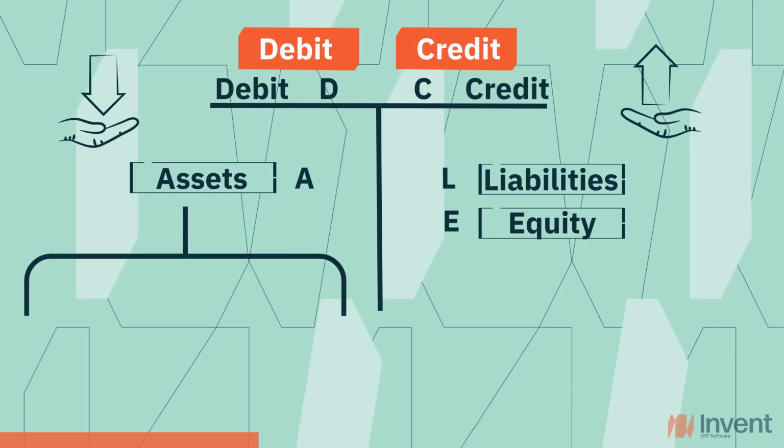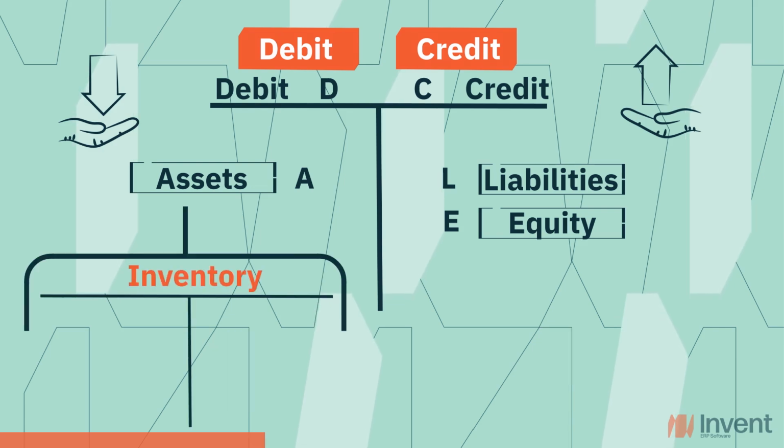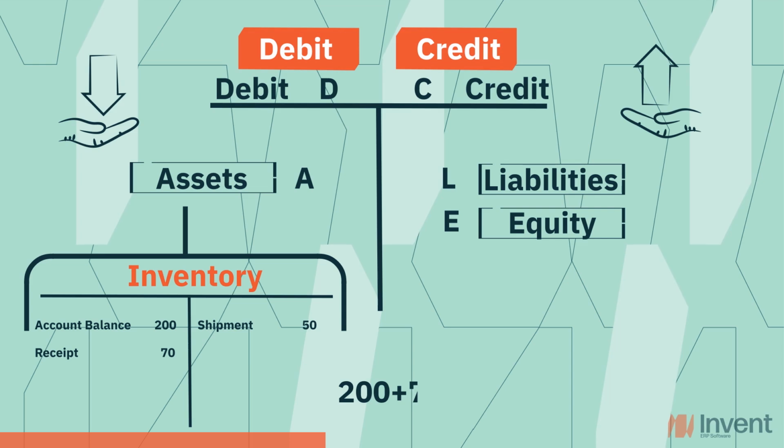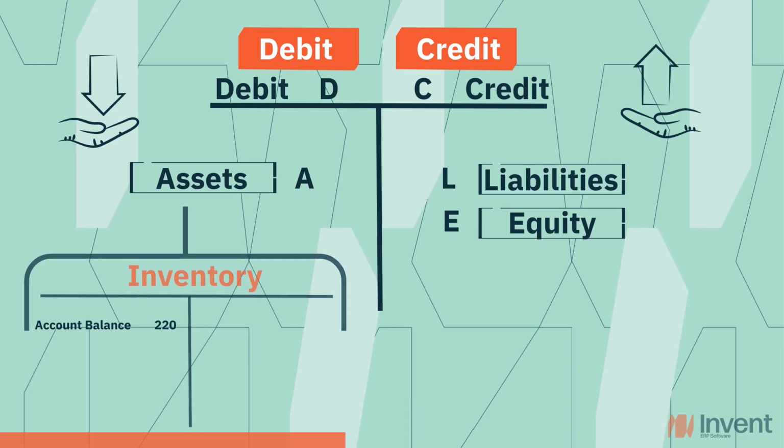Let's look at an example. Inventory, representing goods held for sale, is an asset account with a starting debit balance of $200. During the period, receiving inventory worth $70 increases the debit balance, while shipping goods worth $50 decreases it via a credit. At period end, the opening balance of $200 debit plus $70 debit for receipts minus $50 credit for shipments results in a new balance of $220 debit.